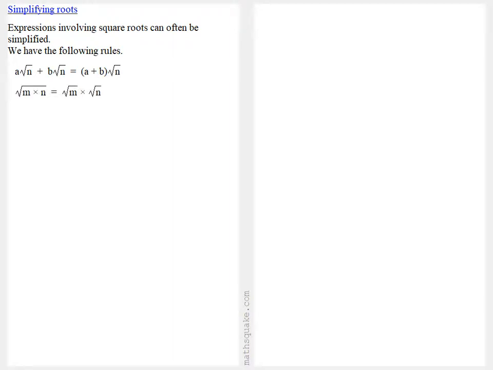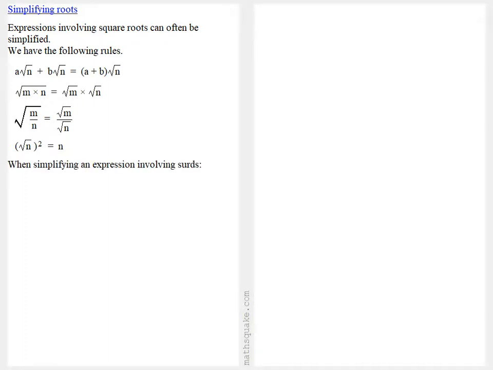Also, the square root of m times n is equal to the square root of m times the square root of n. And similarly with division, the square root of m divided by n is equal to the square root of m divided by the square root of n. And also, the square root of n squared is just equal to n.